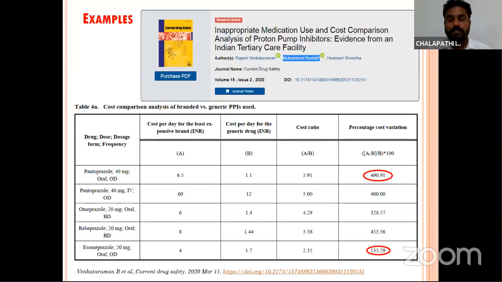The simple concept is that you are just comparing two different drugs which have similar efficacy and similar safety. That is the one assumption you should have when you do any cost minimization analysis.